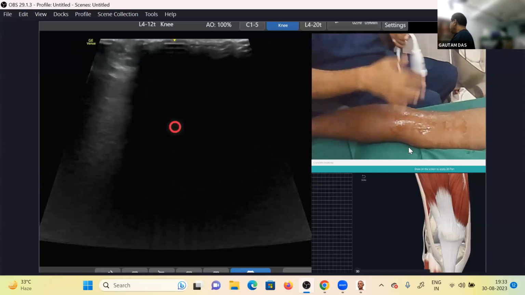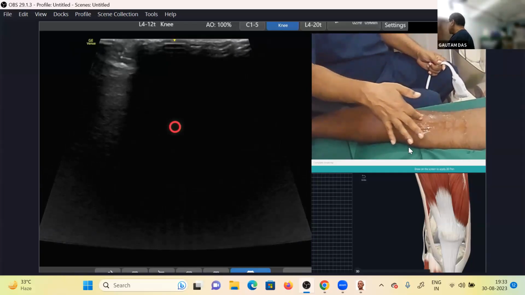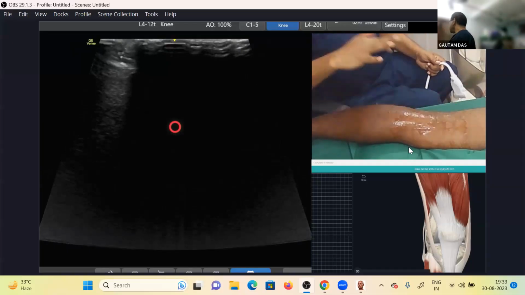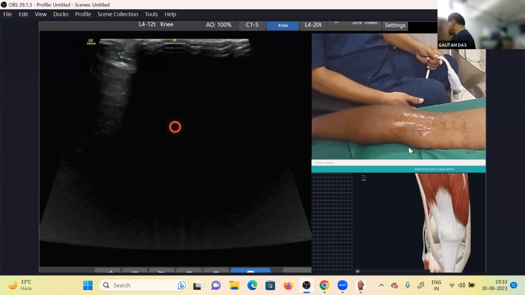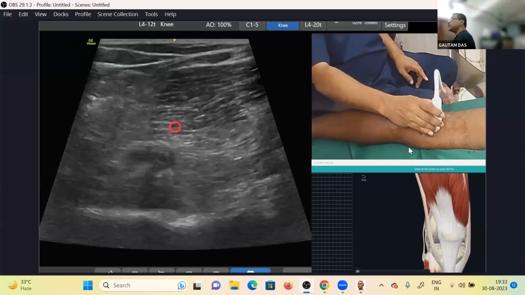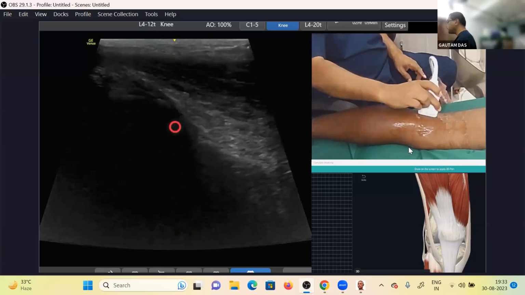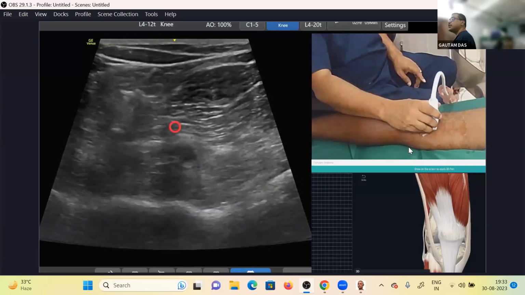So remember, the posterior cruciate ligament is like this, and this is bounded by one and two, anterior and posterior, the Wrisberg and the Humphrey ligament. Wrisberg is posterior, Humphrey is anterior. So first, when I'm holding, okay, I forgot to mention another important ligament, the arcuate ligament. Arcuate ligament, I'll show you later. First, you see the cruciate ligament.